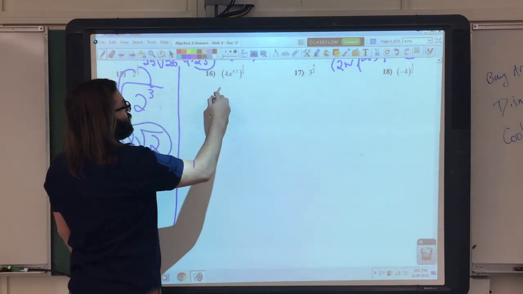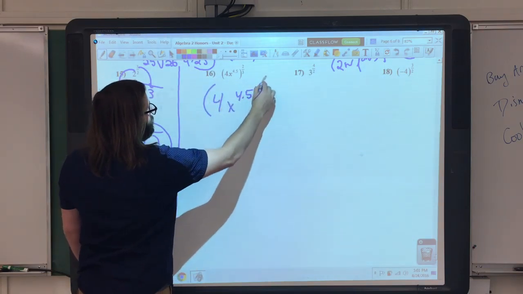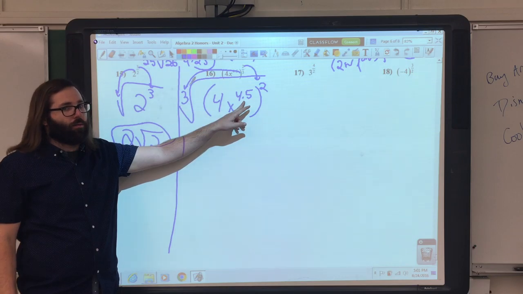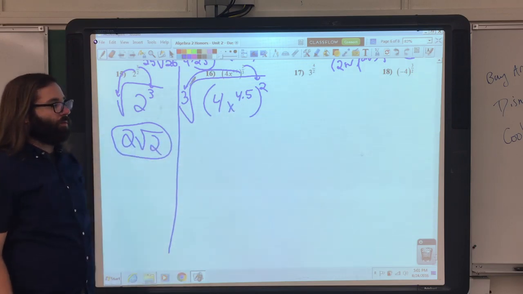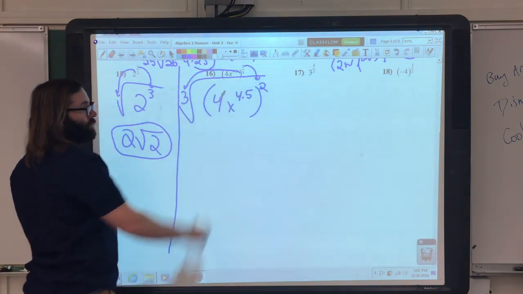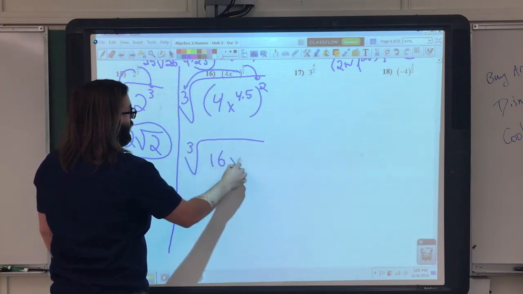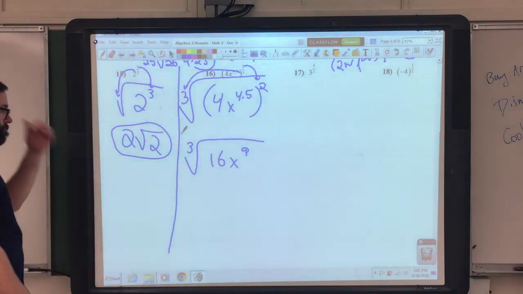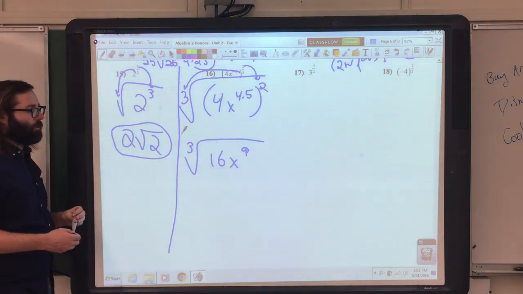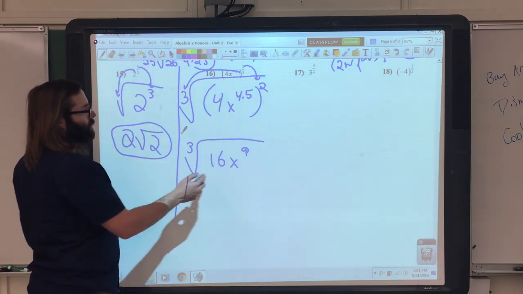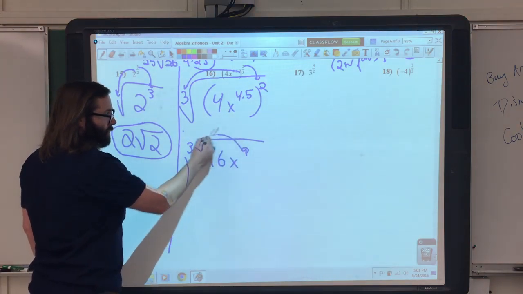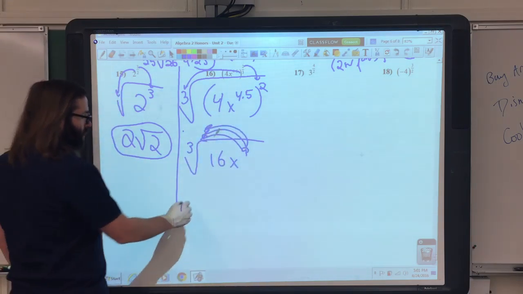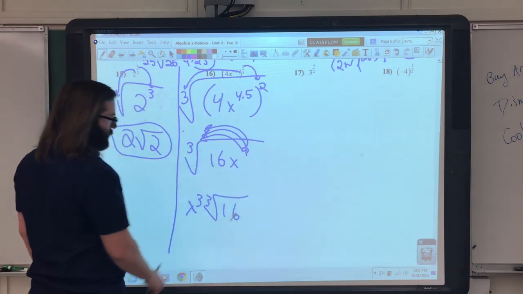Take a look at this one. This is 4x to the 4.5 squared, to the cube root. And we don't like decimal exponents, so what I'm going to do is bring it through. So we get the cube root of 16x to the 9th, because remember, when you do an exponent to a power, you multiply the two. Since this is a cube root, we want 3 of these. We can take out 3, so we'll have 6 left. We can take out another 3. We have 3 left. We can take out that final 3. So you should get x cubed, cube root of 16.